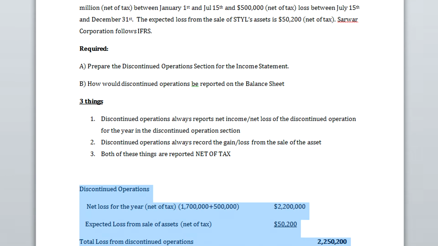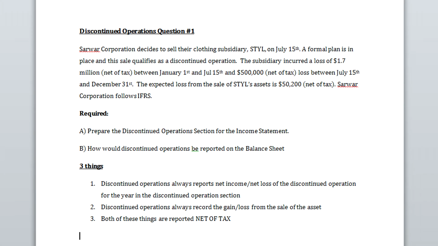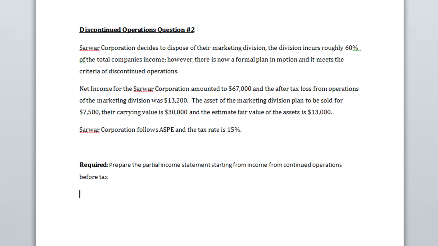And all you need to know to prepare that are these 3 things. Okay? And with that, we're just going to move on to the second discontinued operation question. So here is the second question. We'll just jump right into it again.